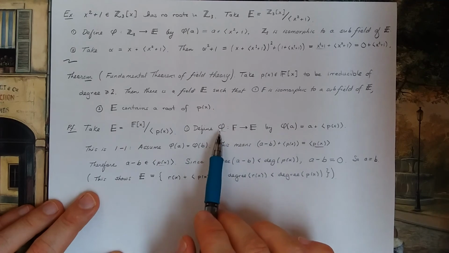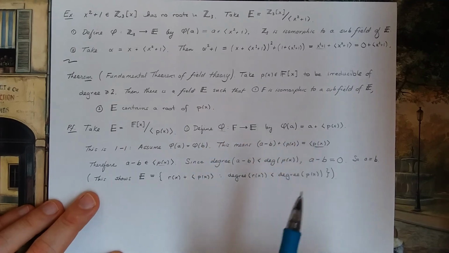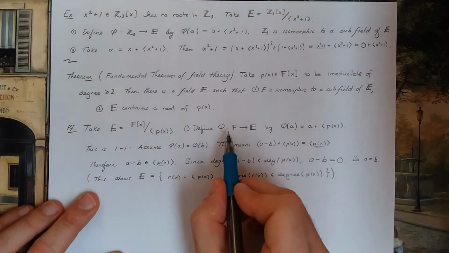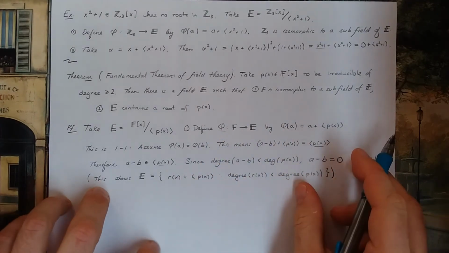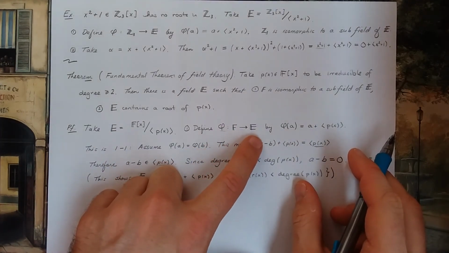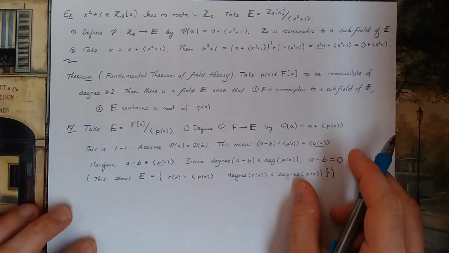And I'm not going to verify it's a ring homomorphism. It splits over addition and multiplication, but that's a routine verification. So I claim that I've shown that phi is a 1-to-1 ring homomorphism. Therefore, F is isomorphic to a subfield of E. So that verifies condition 1.